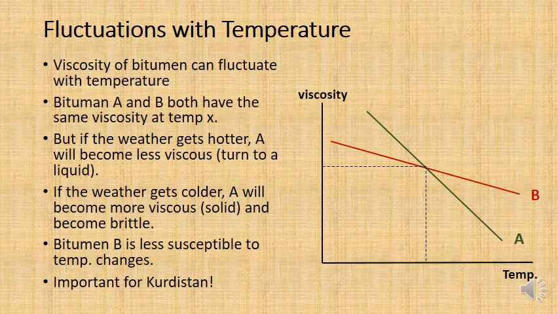So remember, fluctuations in viscosity can emerge with temperature. As the temperature gets hotter, the viscosity decreases. As it gets colder, viscosity increases. Now that doesn't really matter in a lot of places, like New Zealand, where the temperature outside is very temperate. There isn't really a big difference between summer and winter, but it's of utmost importance in Kurdistan. Kurdistan has very cold winters and very hot summers, and so we need to account for the fluctuation in viscosity of bitumen throughout the season.